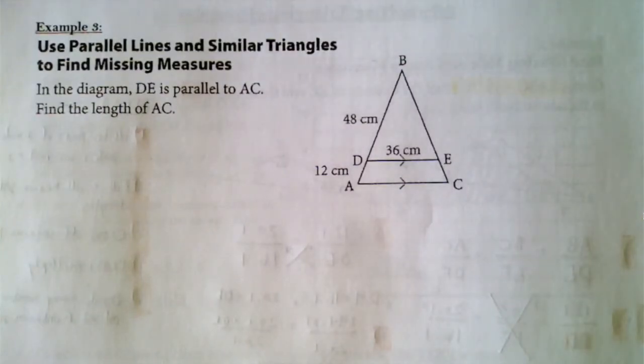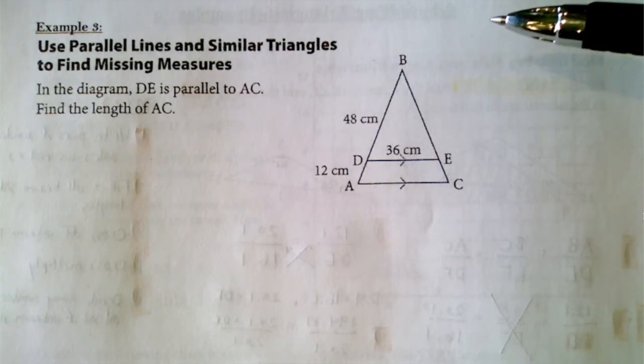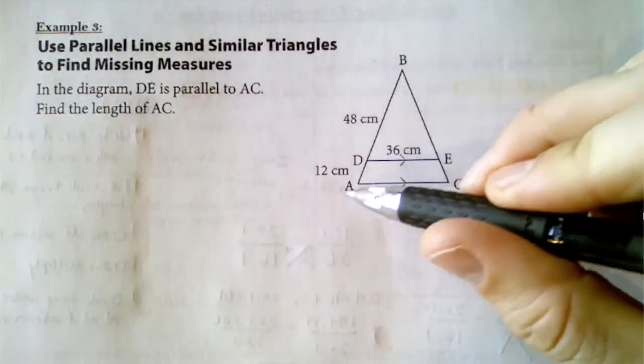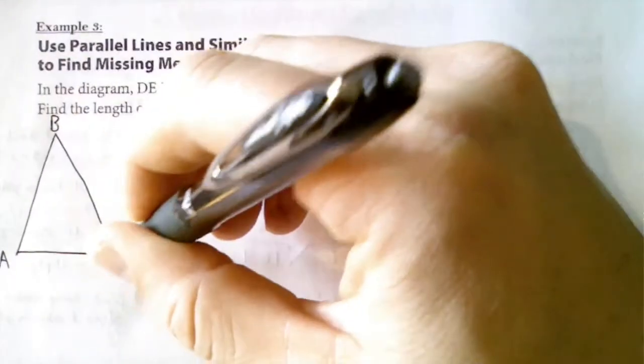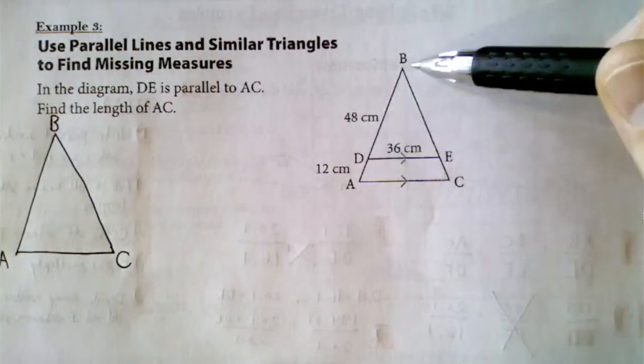Example 3, use parallel lines and similar triangles to find missing measures. So in the diagram, DE is parallel to AC. Find the length of AC. So what's neat about parallel lines to make triangles is that it might not be clear, but we do have two triangles in this question. I'm going to draw them. We've got a big triangle, ABC. And we've got a smaller triangle, DBE.